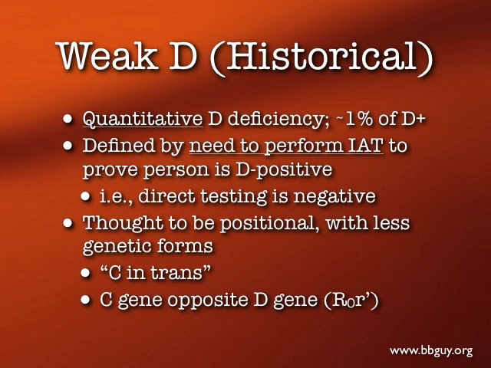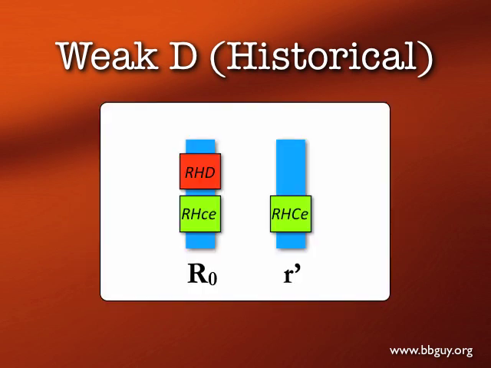Historically speaking, weak D was thought to be a quantitative D deficiency. It was seen in about 1% of people who really were D positive, and it was defined simply by what I showed you before, the need to perform an IAT, or a weak D test, to prove that the person is D positive. Originally, we thought that this was positional, and that was called the C in trans effect that you see on the bottom of the slide. And let me show you what C in trans looks like.